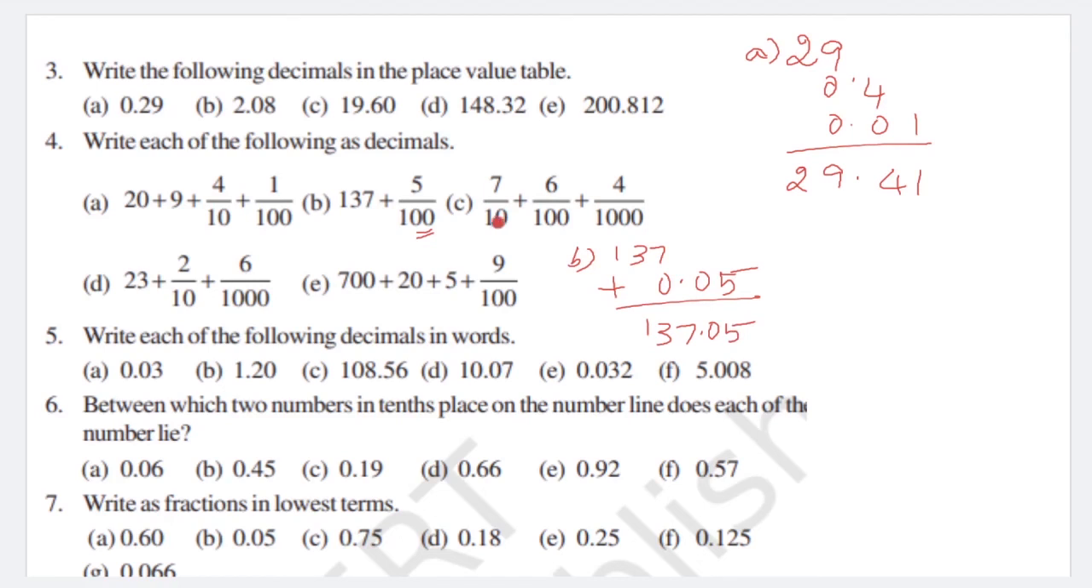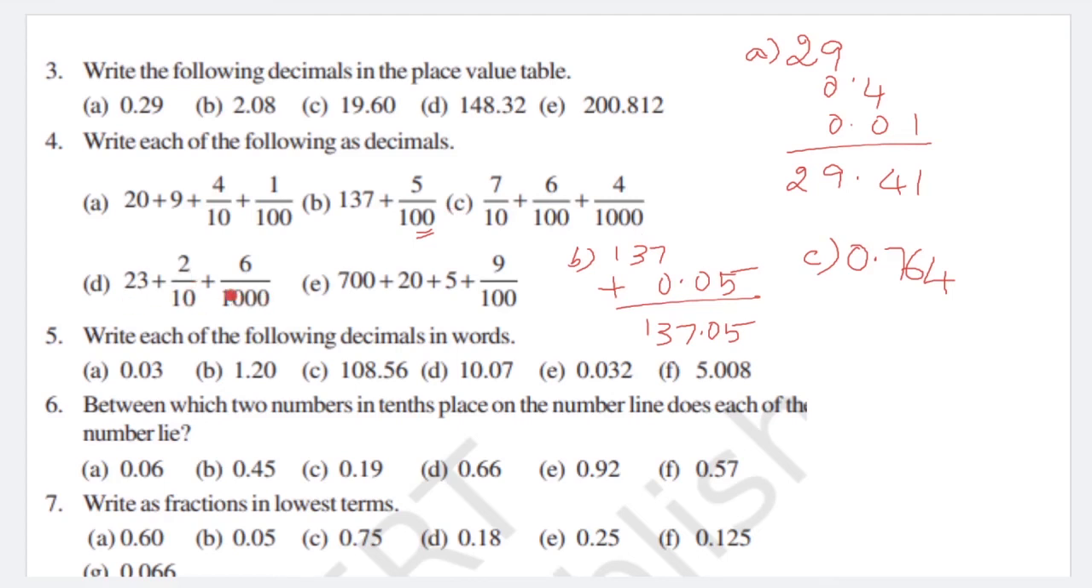The next one, third part, 7 by 10, 6 by 100, 4 by 1000. In the ones place you'll have only 0. It is not given. Only from the tenths part the number is starting. So 7 by 10, you write it in the tenths position as 7. In the hundredths 6, and the next will be thousandths place you have 4. So you can just write like this, 0.764.